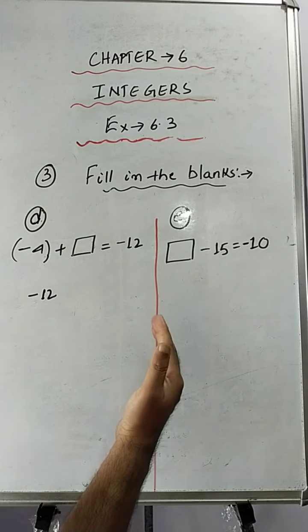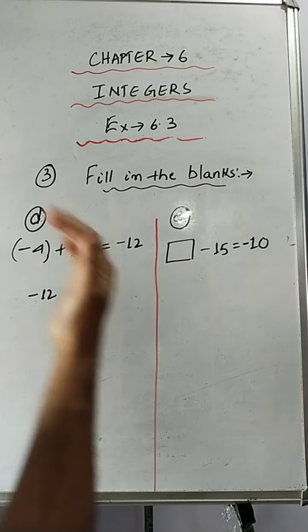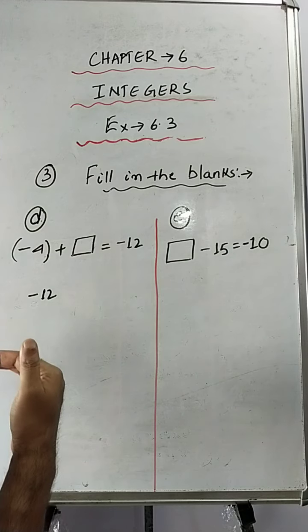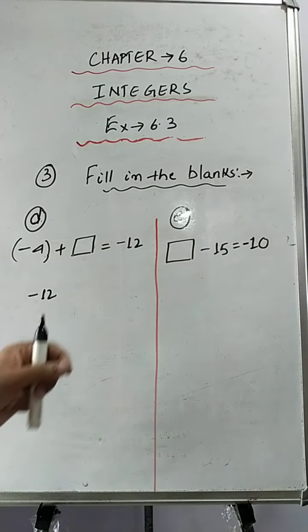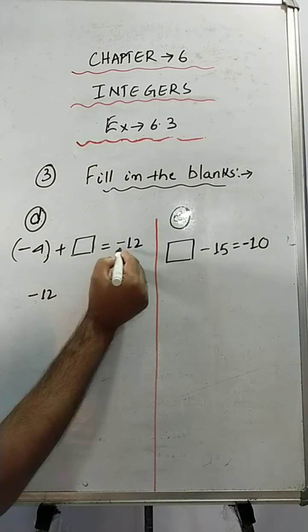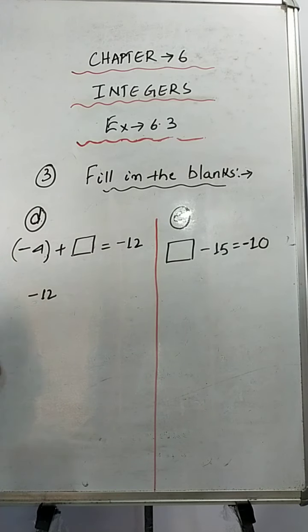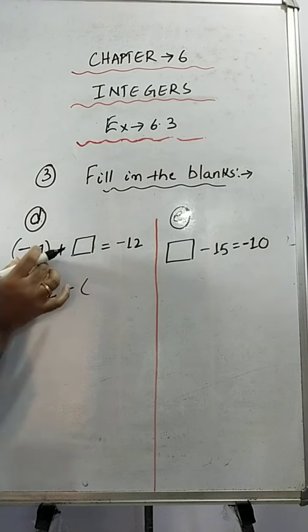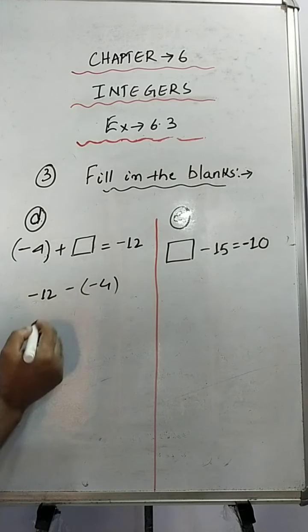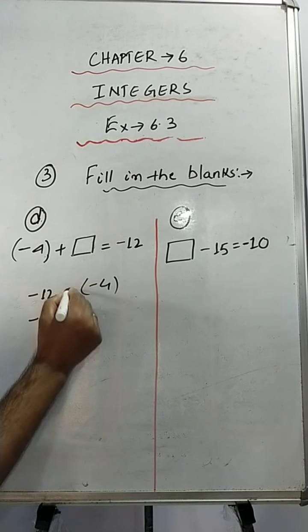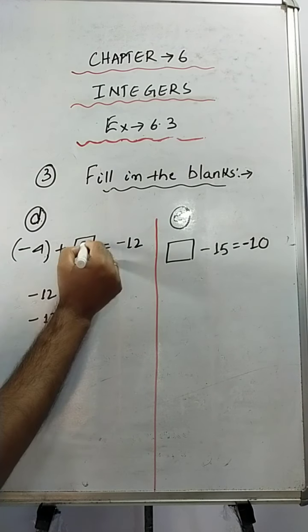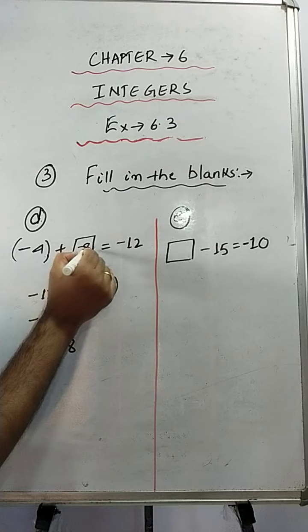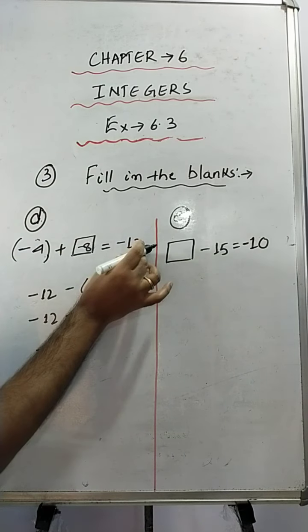So you have to go towards left hand side, and when you go towards left hand side, that means you are subtracting something, and when you go towards right hand side, that means you're adding something. Fine. So that means from minus 12 we have to subtract this one, minus 4. Okay, so what will be the answer? Minus 12 minus minus will be plus 4. So your answer is minus 8. That means you have to add minus 8 to minus 4 to get minus 12.